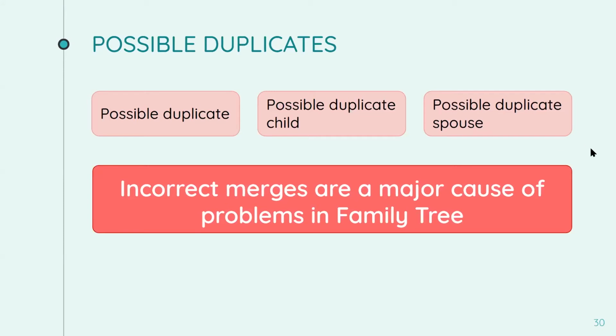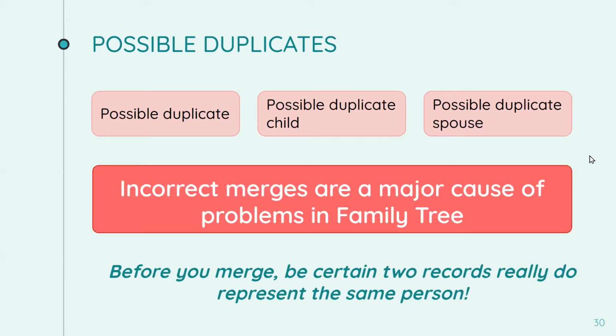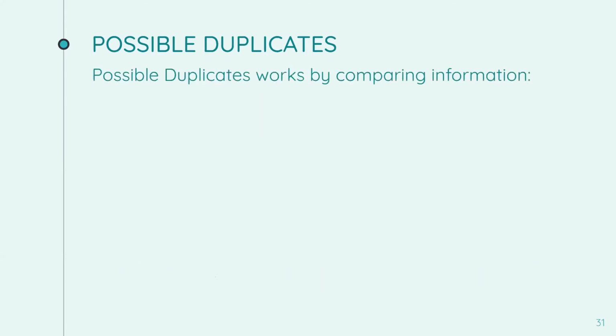Just because you see a possible duplicate warning doesn't mean it's really a duplicate. Before you merge, you want to be certain that the two records that you're planning to merge really do represent the same person. I think sometimes people do incorrect merges because it's not immediately obvious how possible duplicates work. I can't remember if I attended a class or talked to somebody at FamilySearch, but they explained that possible duplicates actually works by comparing information.